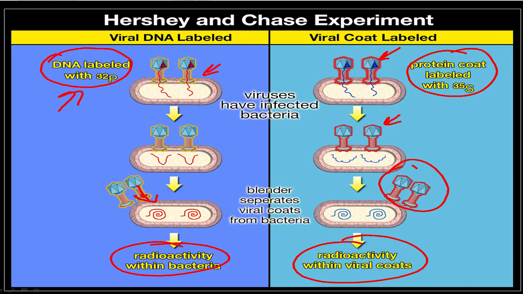So if you put these results together, the only conclusion you can draw is that when the DNA is labeled, that radioactivity ends up in the cell. When the protein is labeled, that radioactivity ends up outside the cell. So DNA is the information that the virus is putting in. Thus, DNA is the genetic material. That's the deal.